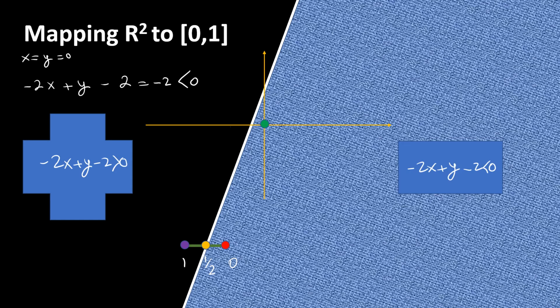Pictorially, let x and y be 0, then the value of negative 2x plus y minus 2 equals negative 2. Therefore, the right-hand side is negative, and for all points on the right-hand side, this negative 2x plus y minus 2 is smaller than 0. Hence, we have a negative sign on the right-hand side, and the positive sign would be on the left-hand side.